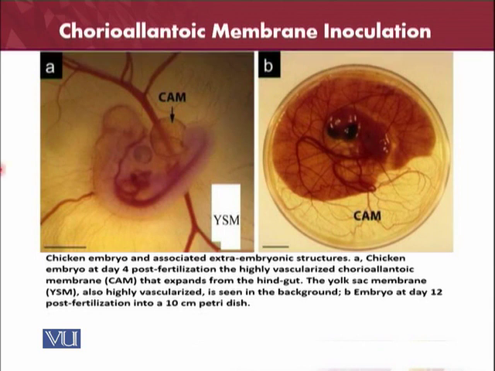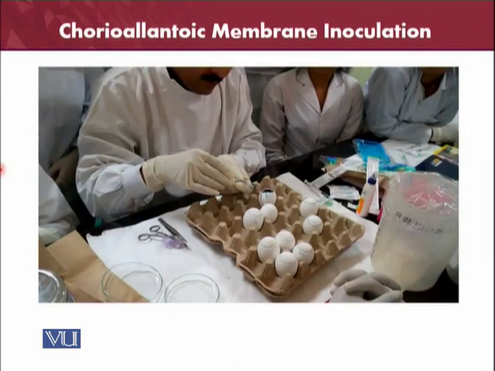Then the chorioallantoic membrane inoculation: chicken embryo associated with extra-embryonic structures. A chicken embryo at day 4 post-fertilization, a highly vascularized chorioallantoic membrane is there, and you can also see the yolk sac membrane, which is also vascularized, but not so much vascularized as compared to the chorioallantoic membrane. Here you can see a little video about the chorioallantoic membrane inoculation.